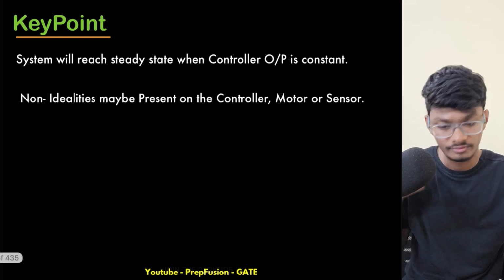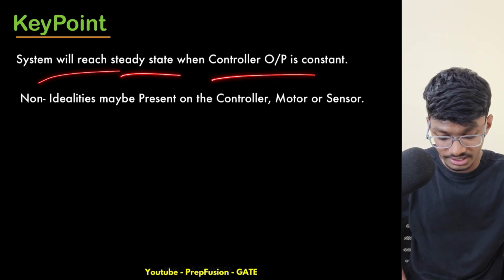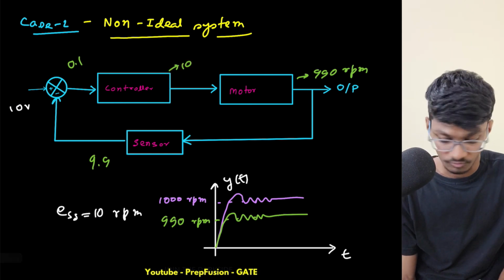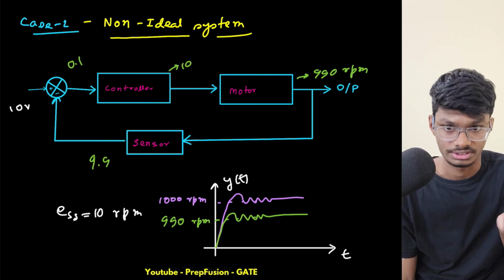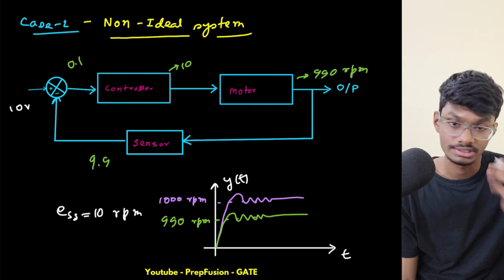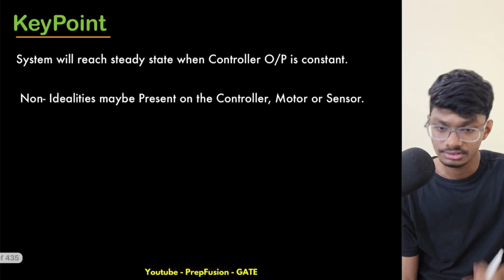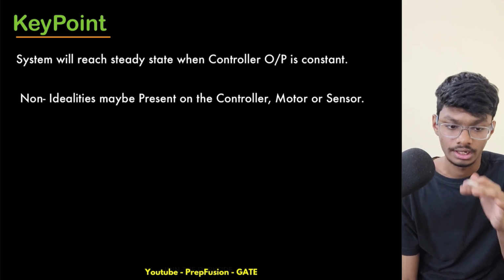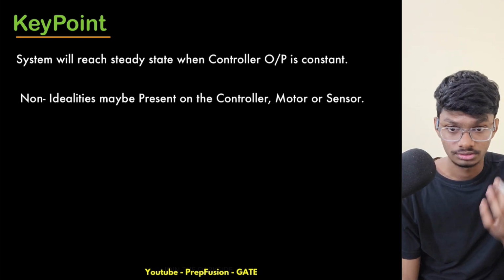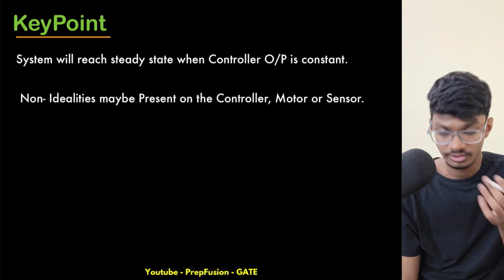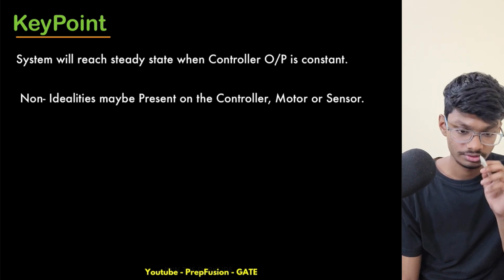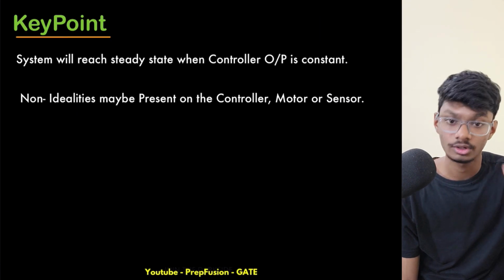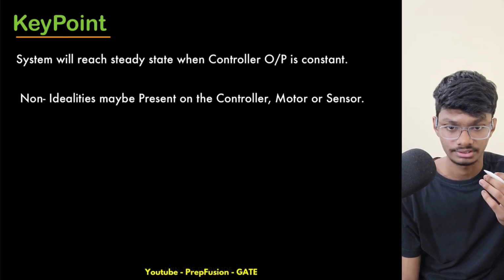Here I've explained that the system will reach steady state when my controller output is constant. If my controller output is constant, it won't change, then obviously the motor won't change its speed. So this is what I have written here. These are the key points that you need to keep in mind. But don't worry, I'm just explaining the actual theory behind this. When you solve the question, you just have to use one thing, which I'll explain.